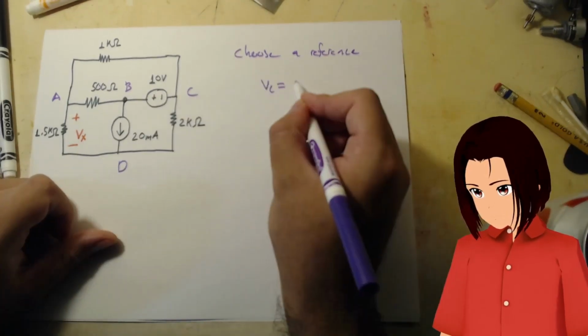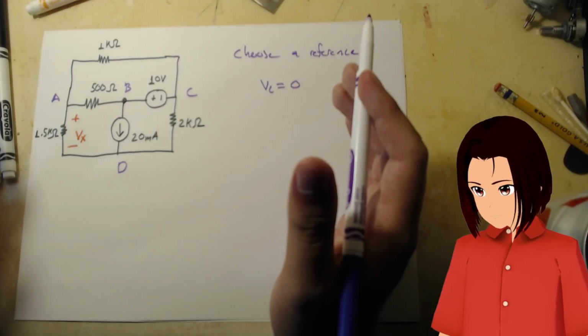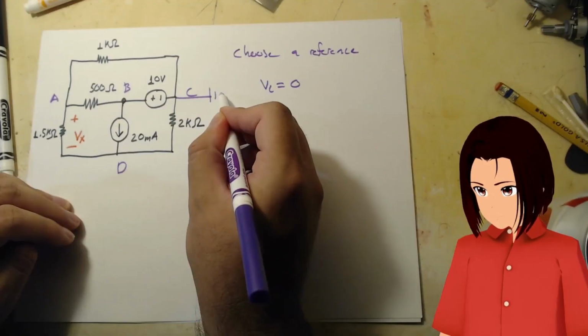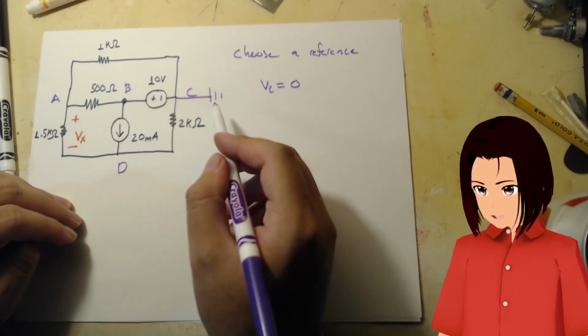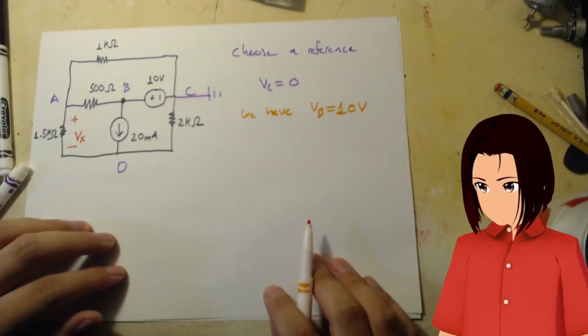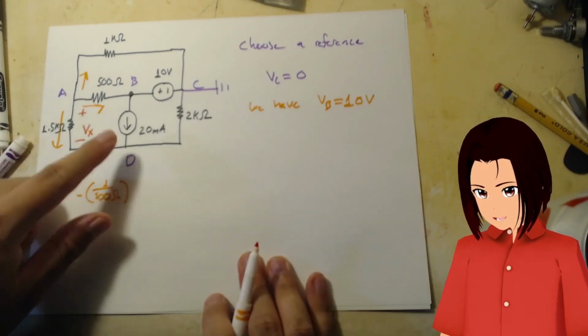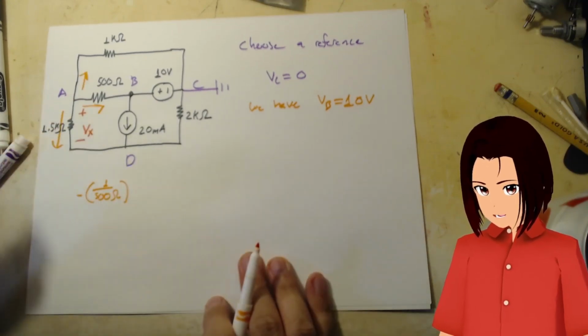If we let VC equal 0, then we already know the voltage at B, and we know the voltage at C. We got it. Set your ground. We have VB equals 10 volts. From inspection, just do it from inspection. So VA is going to be this. So we have all the currents leaving VA. So we can write this.